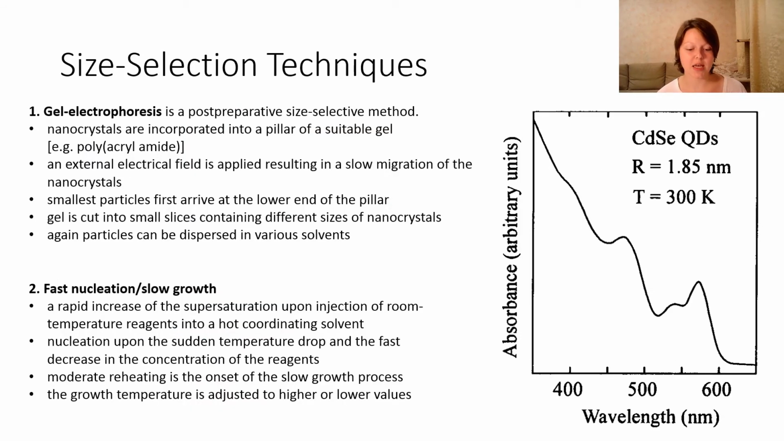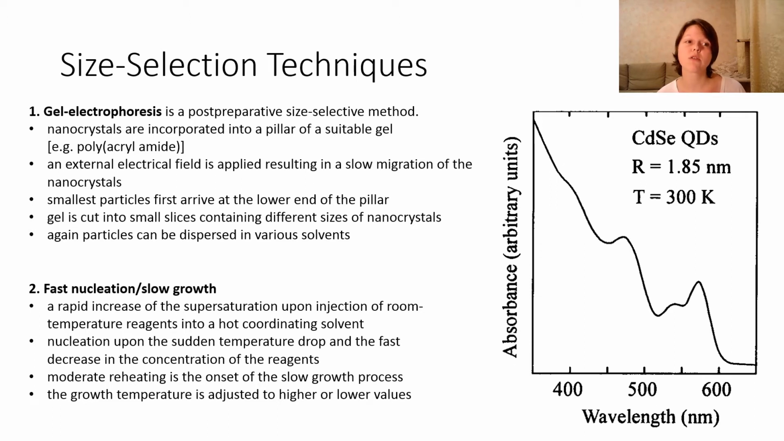Large efforts are made to prepare highly monodisperse nanocrystals, as you can see. A microheterogeneous environment already allows us a first control of the particle sizes, but we can go further. So we will discuss two more ways towards the synthesis of nearly monodisperse nanocrystals: the gel electrophoresis and fast nucleation slow growth process. The gel electrophoresis is a post-preparative size selective method. It means that firstly we synthesize our nanocrystals, and after that we use gel electrophoresis.